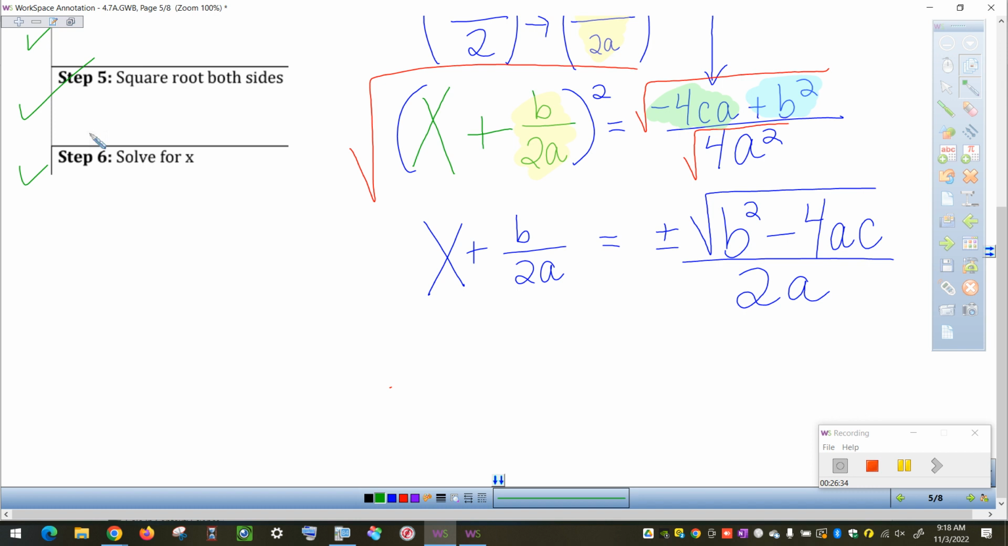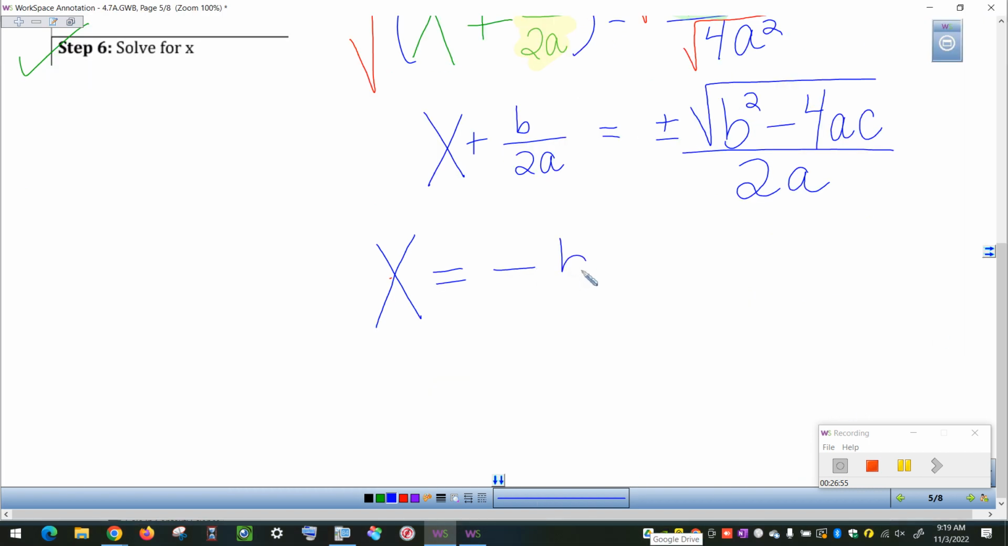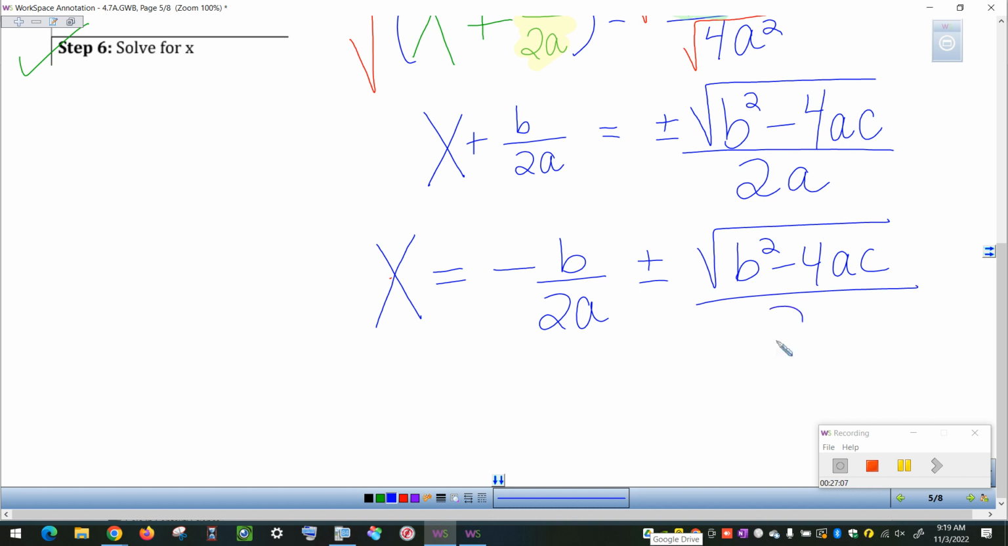All right, the last and final step here is to solve for x. That just means that we want to get x by itself. So we need to subtract b over 2a from both sides. And to make it look like the quadratic formula, instead of subtracting b over 2a from the end, I'm going to actually write that out in the front. So it's going to look like this. Minus b over 2a, plus or minus. The whole big second fraction that we wrote is going to stay the same.